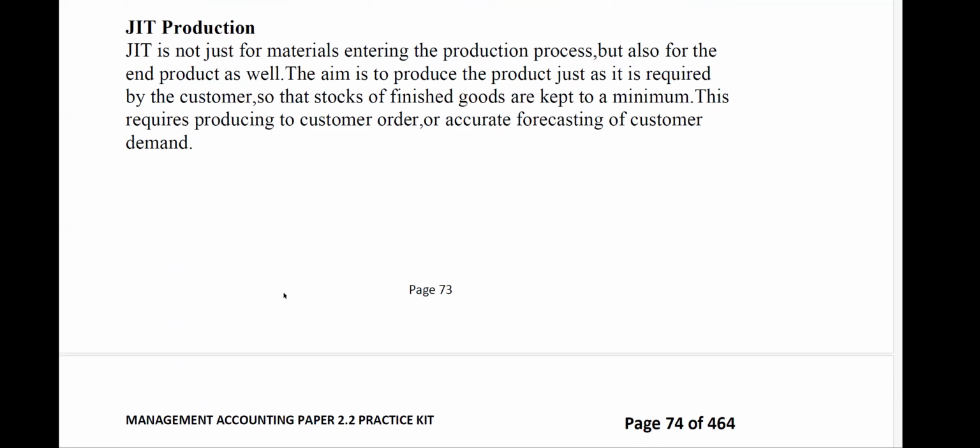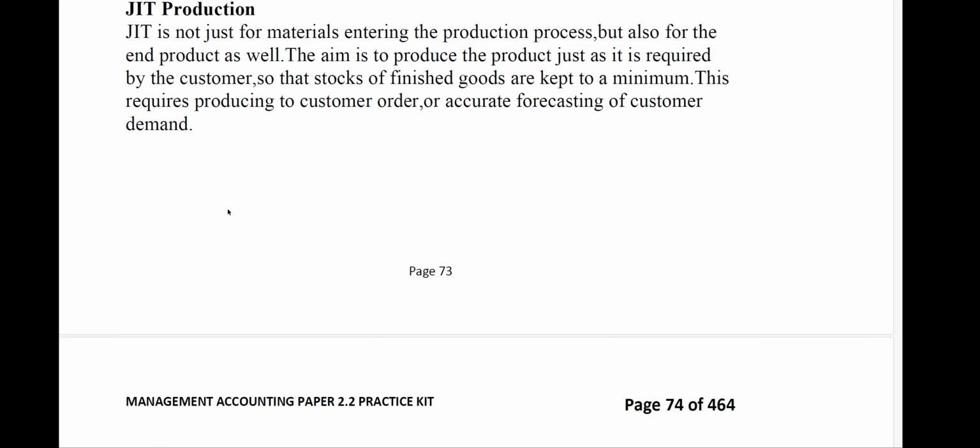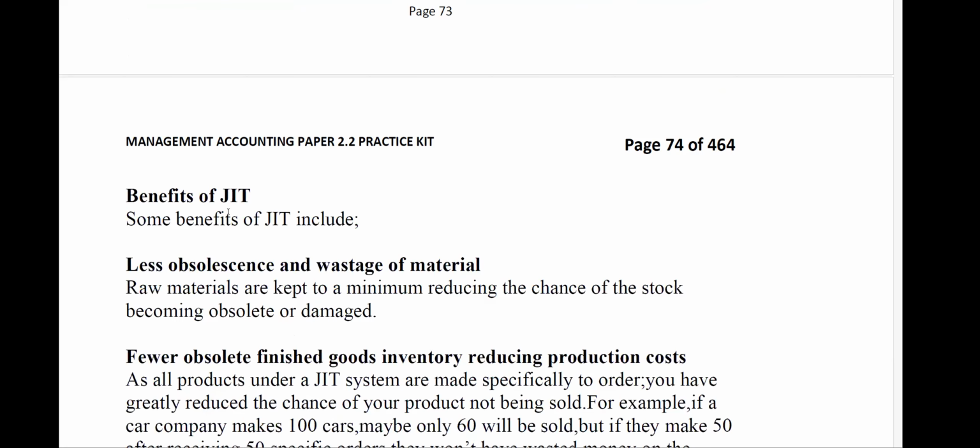All right. Now, just-in-time production is when we produce just in time for the customer, right? So just in time is not just for materials or raw materials entering the production process, but also for the end product as well. So the aim is to produce the product just as it is required by the customer, so that stocks of finished goods are kept to a minimum. This requires producing to customer order or accurate forecasting of customer demand.